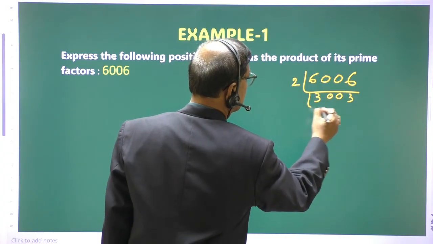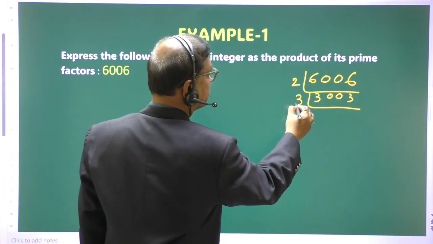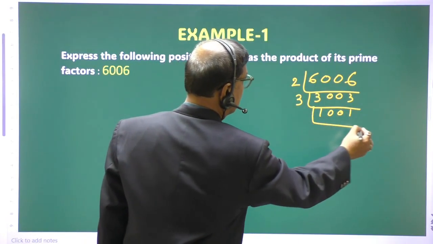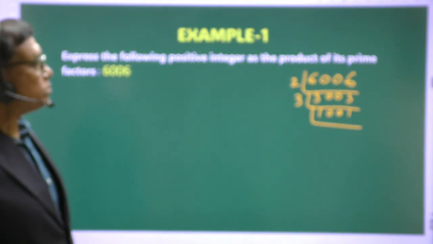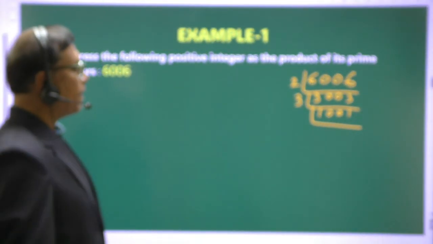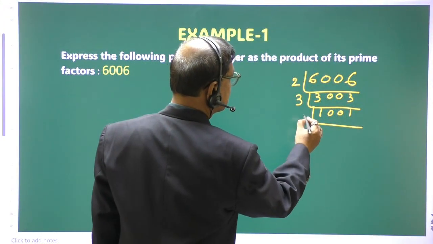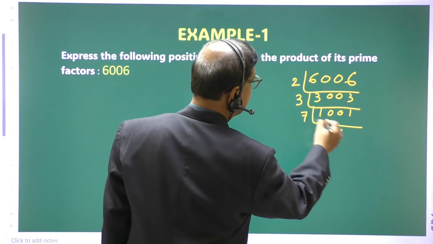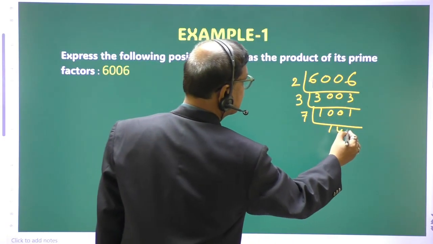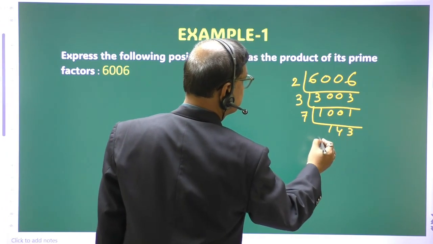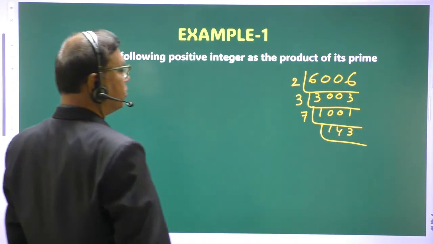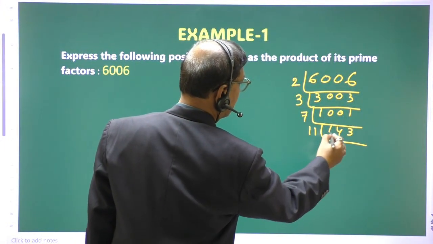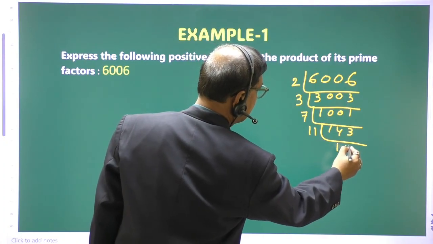2 times 3003. Then the next prime number, 3. Next prime number, obviously not 5, 7. 7 times 143... 7 times 3 is 21. Now 11. 11 times 13 is 143.